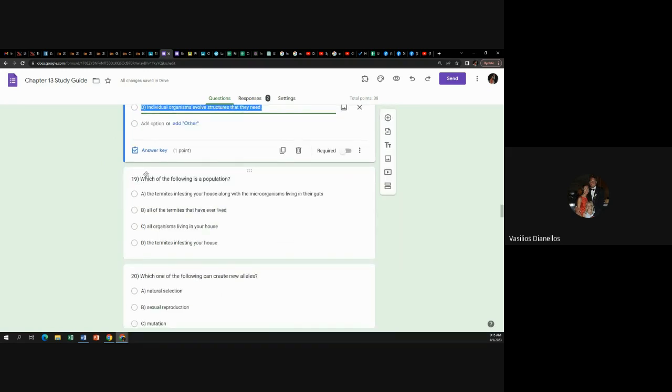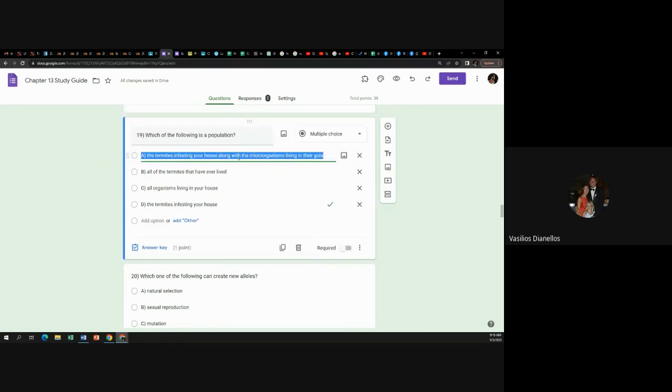Which of the following is a population? So remember, we're talking about a group of organisms. They're the same species. They're in the same place at the same time. They're interbreeding. They're dealing with the same forces. All right, so let's look at the options. All the termites infesting your house along with the microorganisms living in your gut. Nope, that describes a community because we have two different species there. Termites and the things living inside of them. So that's not a population. That's more than one species.